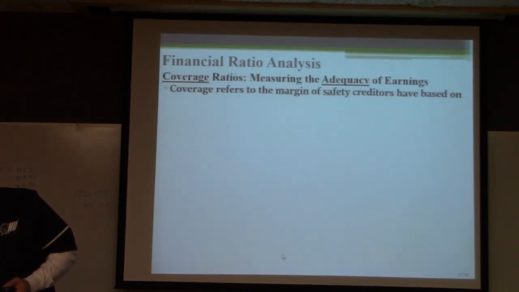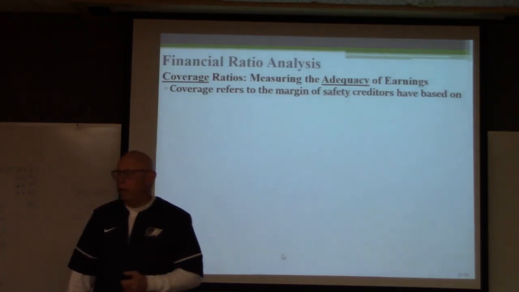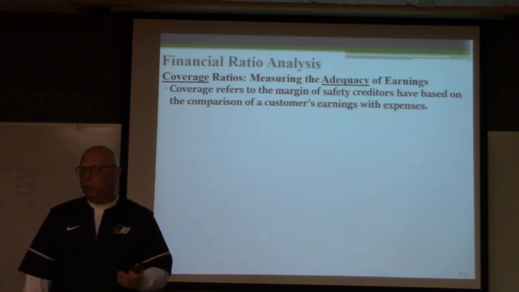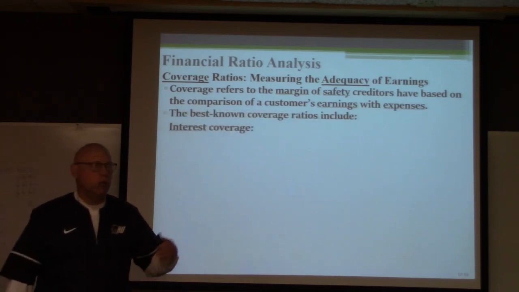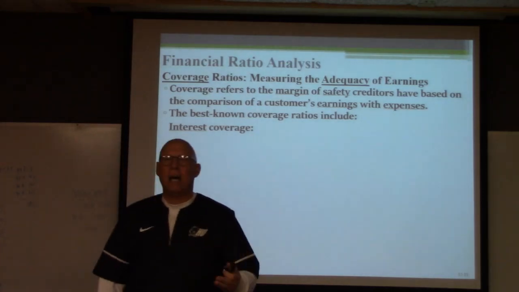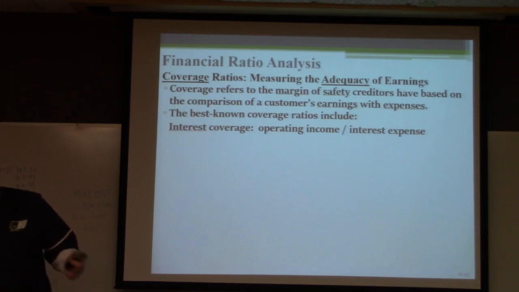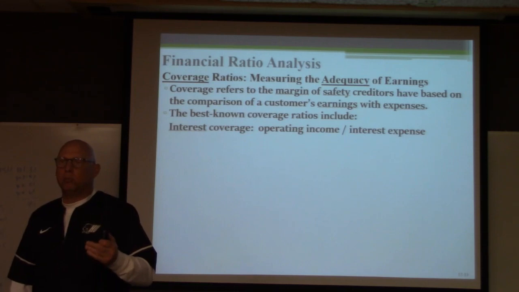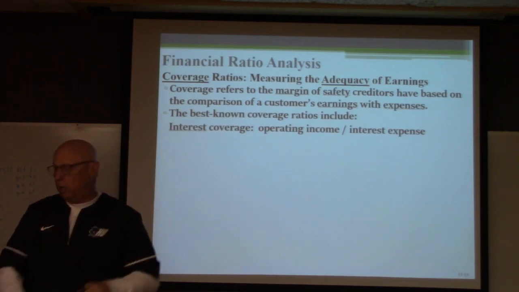Okay, here we go. Coverage refers to the margin of safety that creditors have, based on the comparison of a customer's earnings or cash flow with expenses. The best known coverage ratios include interest coverage, otherwise known as times interest earned. The interest coverage ratio is operating income, or EBIT, from the income statement divided by interest expense. So how does operating income compare with interest expense?